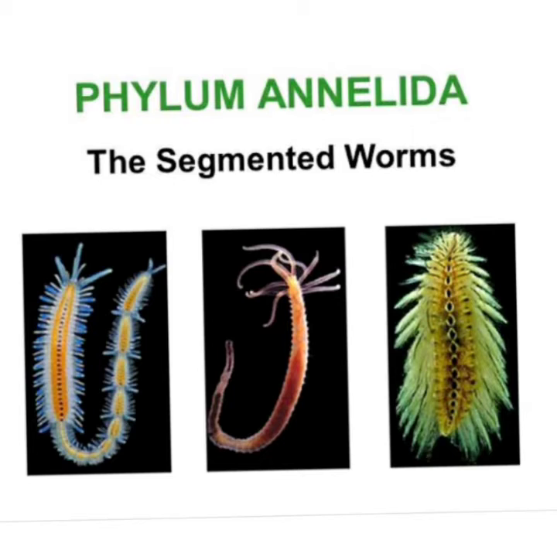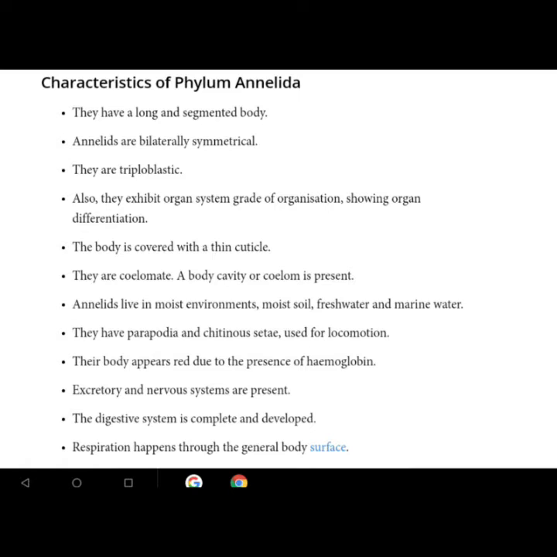Annelids exhibit bilateral symmetry and are invertebrate organisms. They are coelomate and triploblastic, meaning that a well-developed coelom is present and all the 3 germinal layers are present. The body is segmented, which is the most distinguished feature of the annelids. If you cut any part of it from the segmented portion, almost all exhibit similar types of structures. They live in moist environment, moist soil, fresh water and marine water.